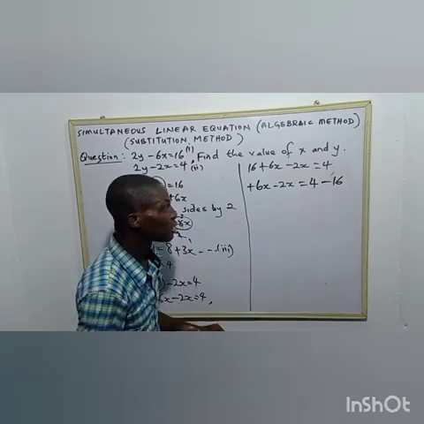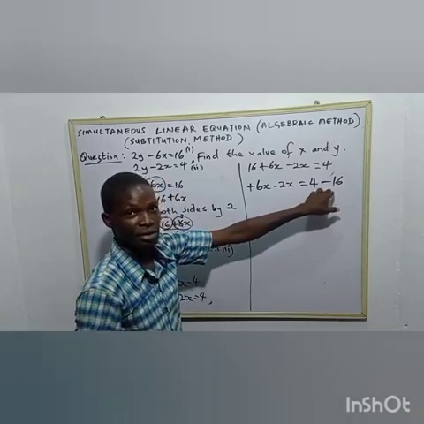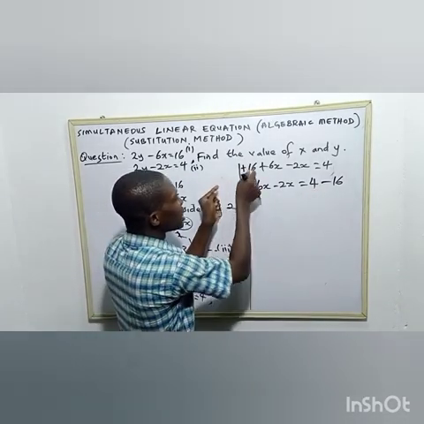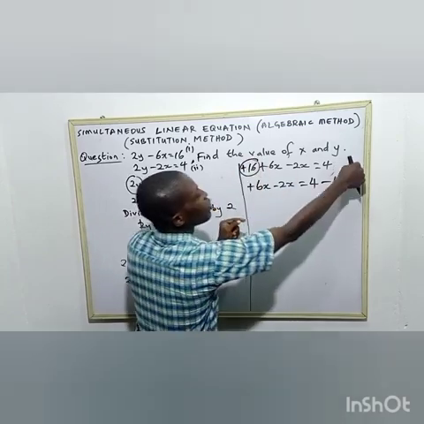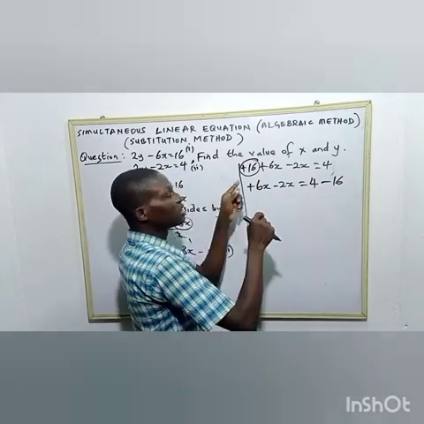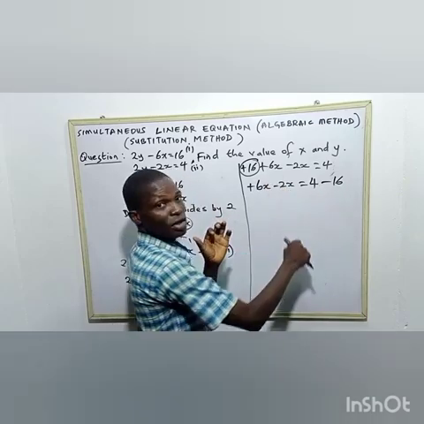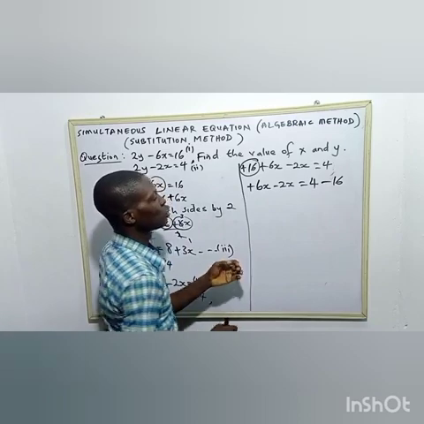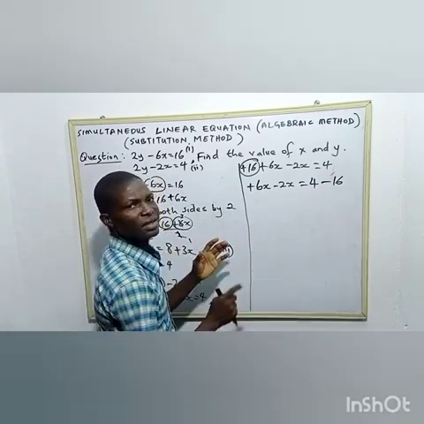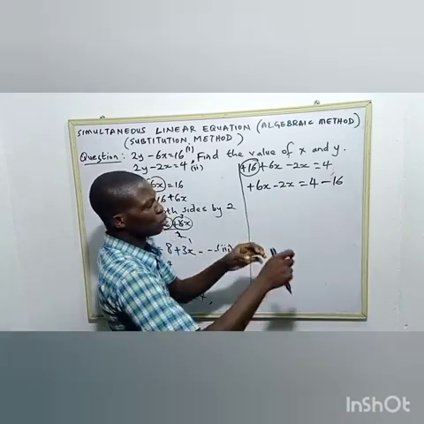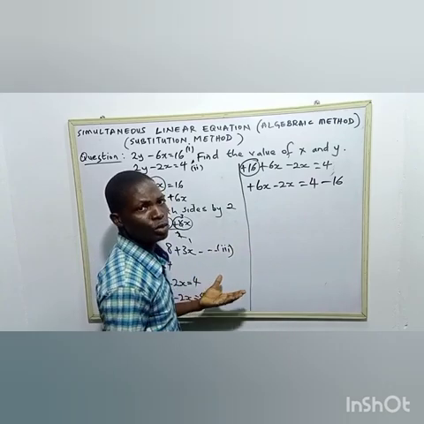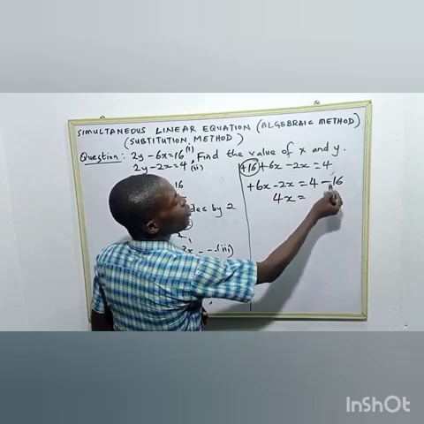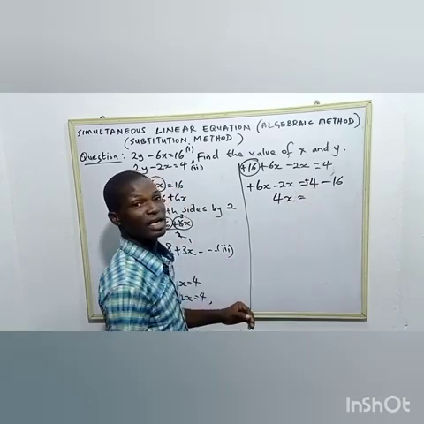My students, by now you are familiar with how we got this. It is plus; when you take it to the other side of the equation, the sign changes and it becomes negative. So plus 6x minus 2x, you have 6x and 2x is to be taken from it. How many will you be left with? 4x equal to 4 minus 16.